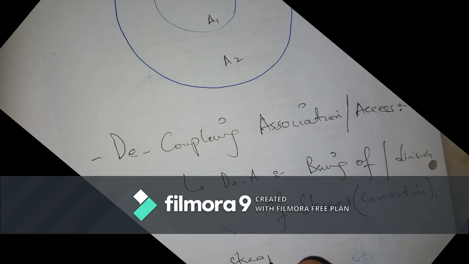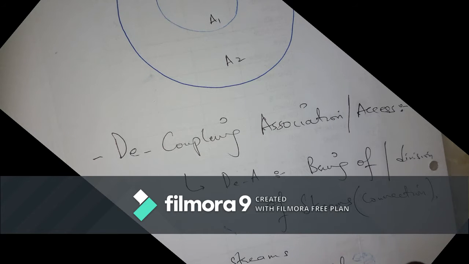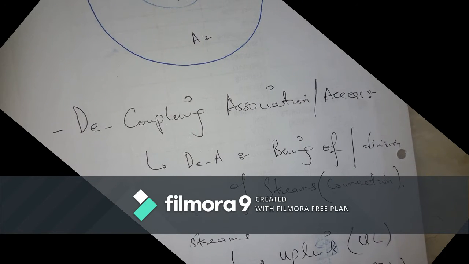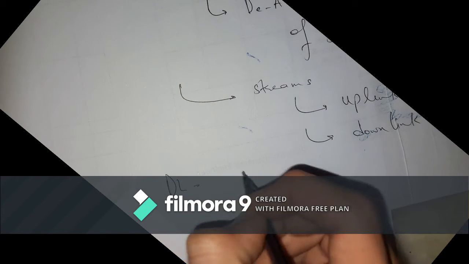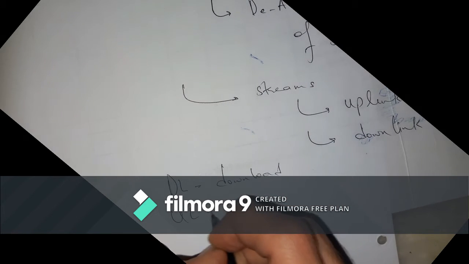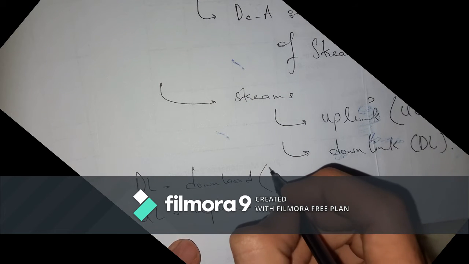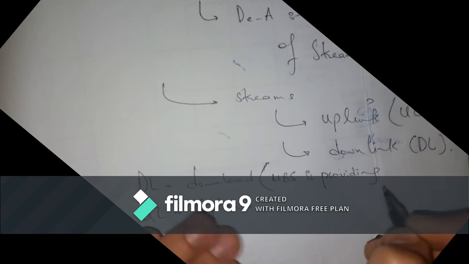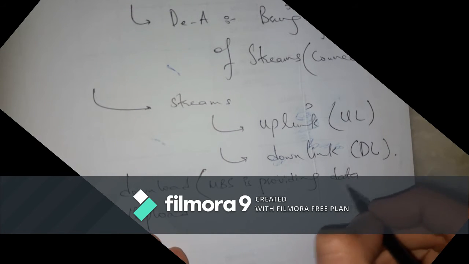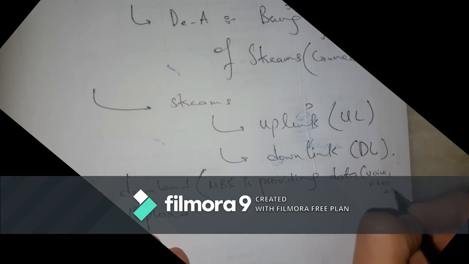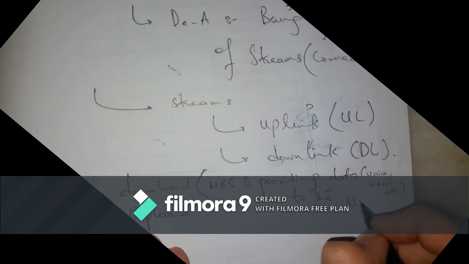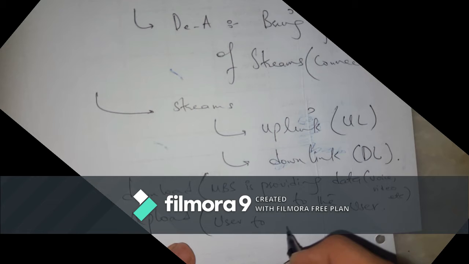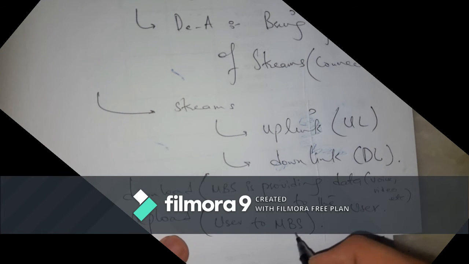What these streams comprise is uplink as well as downlink, UL or DL. So DL basically is the download and UL is basically the upload. While the MBS is providing data, whatever that may be, voice, video, or anything, to the user or our cell phones, the uplink is the vice versa, when the user is providing data to the MBS or the base station.